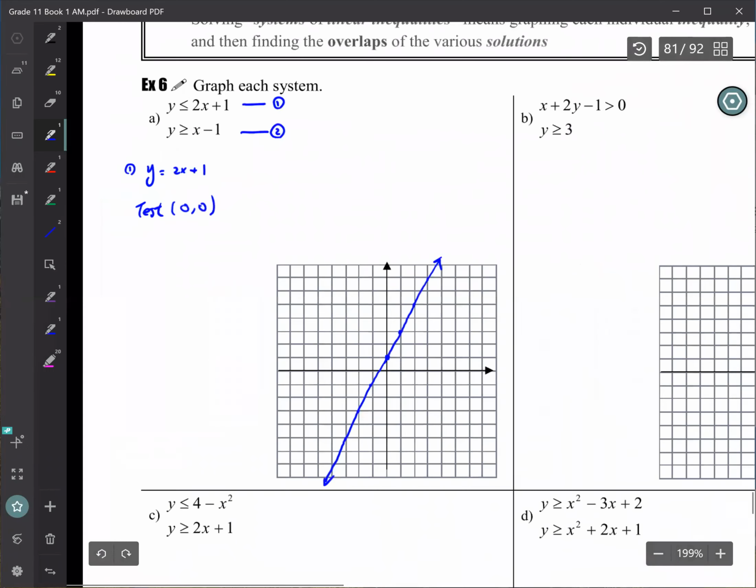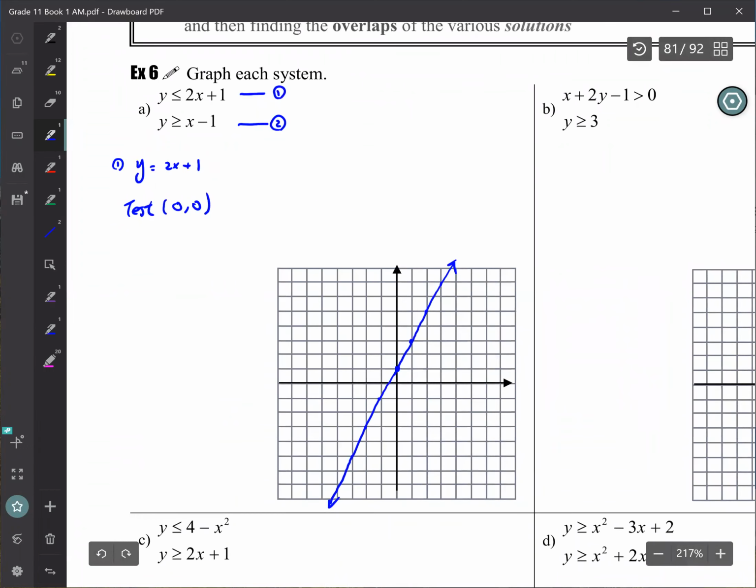So we'll plug the 0, 0 into the question, okay, for the first graph. So we have 0 less than or equal to 2 times 0 plus 1. And that simplifies into 0 less than or equal to 1. So true or false? This 0 is less than 1, right? So this one is true.